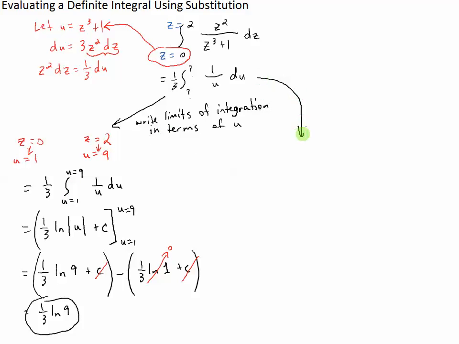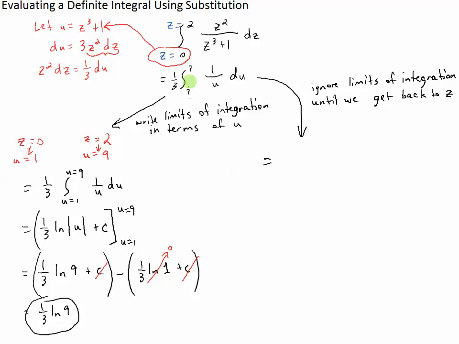Another option is to ignore the limits of integration until we get back to z. So notice in this technique, we started with z, we went through u to get the area. We never went back to z like we did with an indefinite integral. So we can use that technique where we go back to z as well, like we did on the indefinite integral. And this is how you would do it.